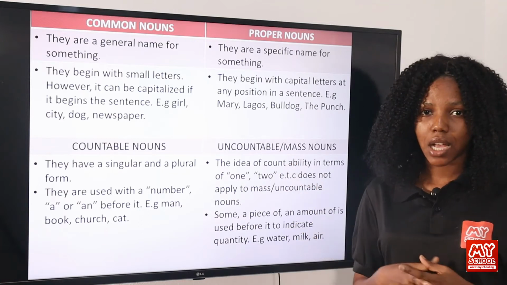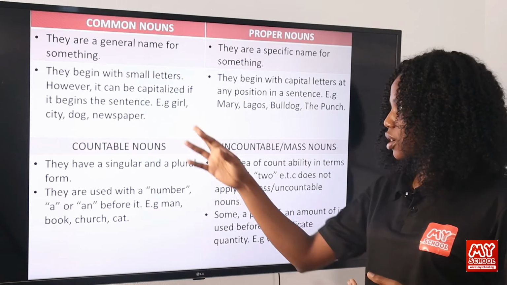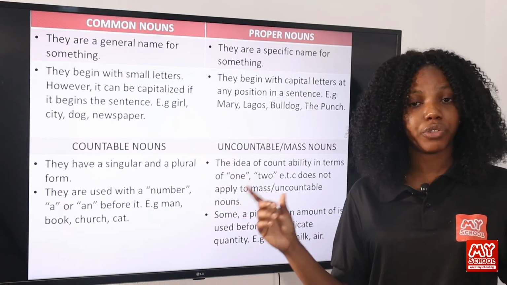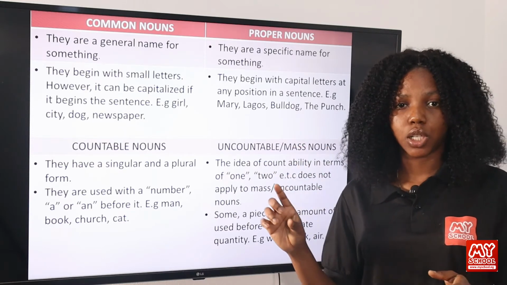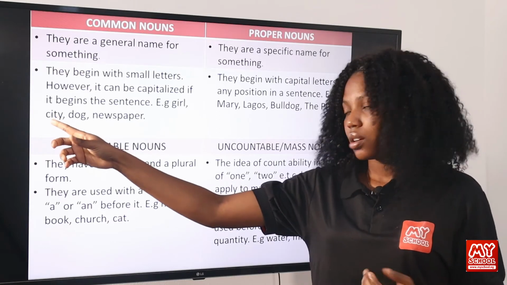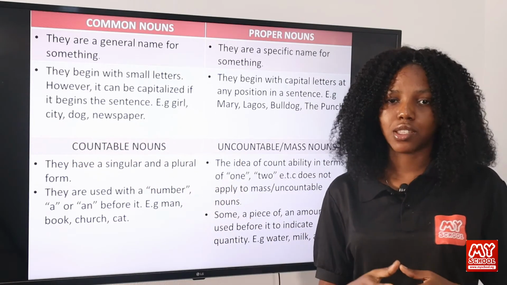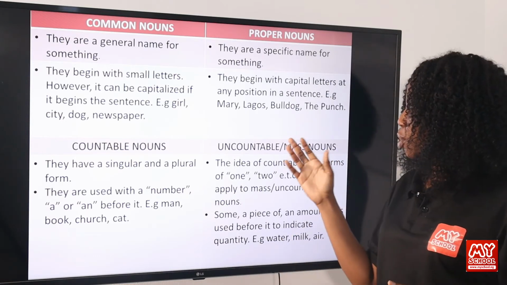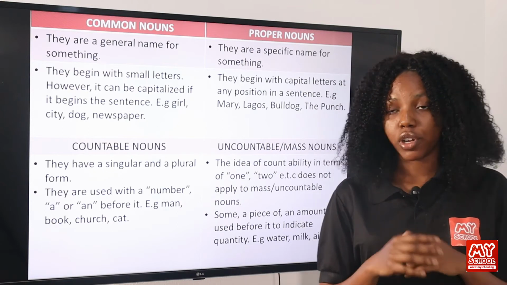Okay, so let's look at an example so that we can understand the concepts better. So we have girl, which is a common name for a female figure, and then we have Mary, which is a unique name for a particular person. Let's take a look at the second example. City, a name of a place. And this is a common name. It is non-specific. But then let's look at the proper noun. We have Lagos. Lagos is a unique name for a city.